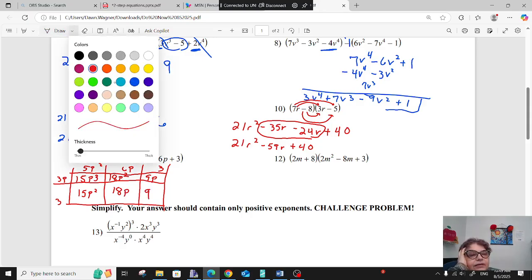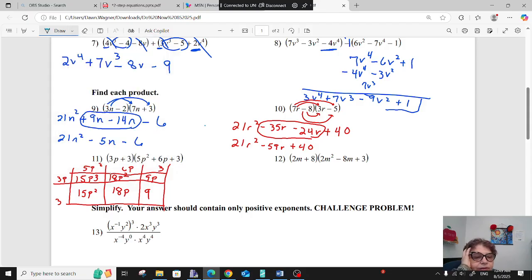Cross the diagonals, I'm going to add my like terms. So the like terms will be this 15p squared and this 18p. So the answers will be 15p to the third power plus 33p to the second power plus 27p plus 9. You don't have to do the grid, but I find it helpful.